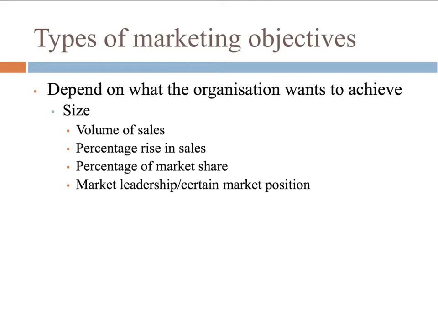So this might be Nestle trying to maintain Kit Kat's sales volume of, say, 4 million bars sold worldwide every day. It might be that they set themselves a target of a percentage rise in sales revenue. So it could be Apple trying to achieve a 10% rise in sales in 2015. It might be that you are trying to target a particular market share. So it might be Ford trying to target a 15% share of the overall UK car market. Or it might be a company such as Asda trying to be the market leader. Or it could be that Sainsbury's is trying to become the second biggest supermarket in the UK. So these could all be objectives that the marketing function has to try to achieve to do with size.